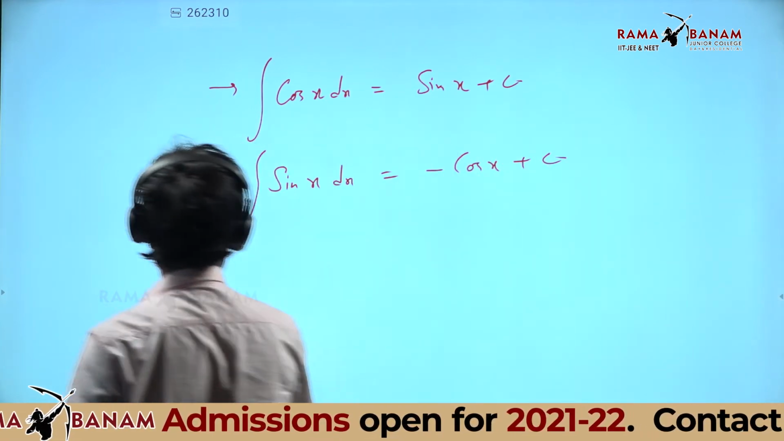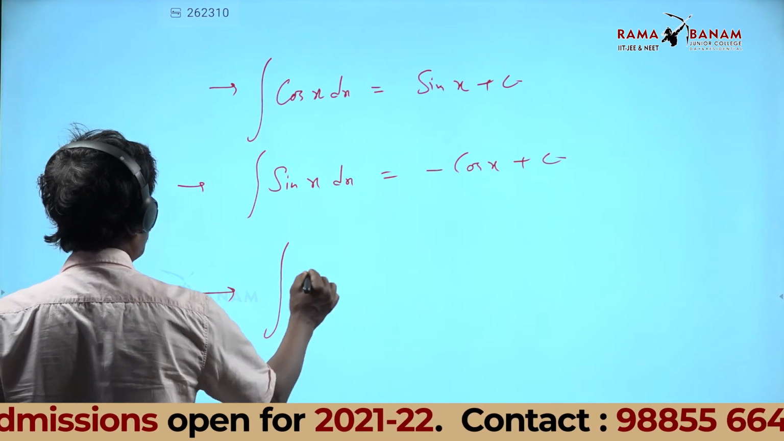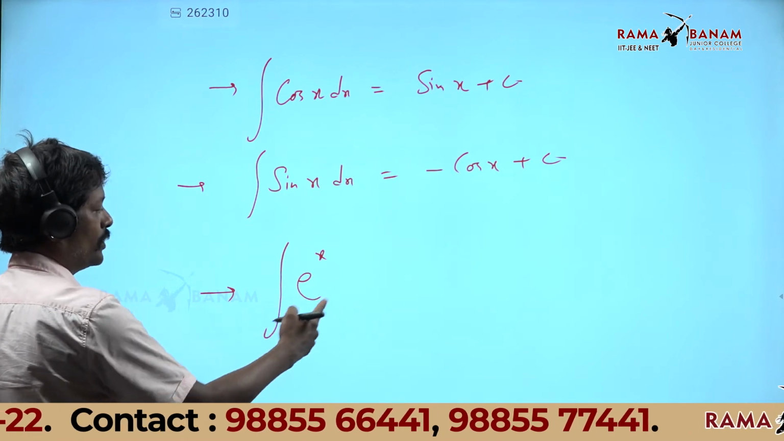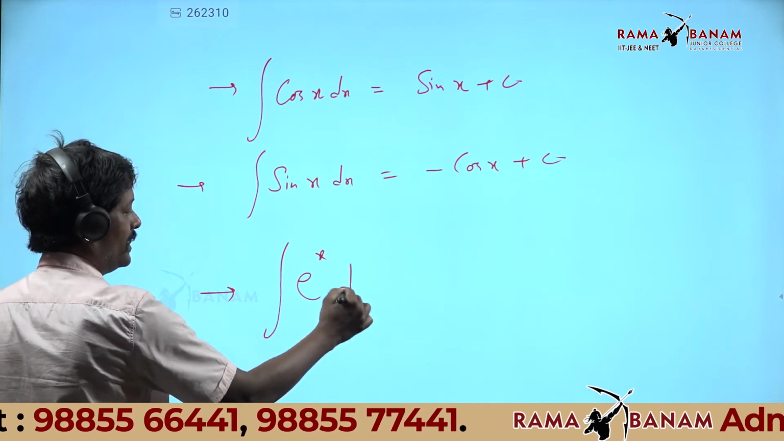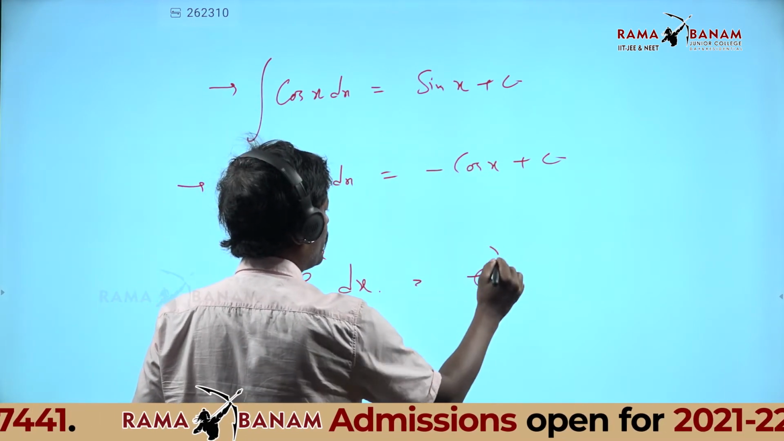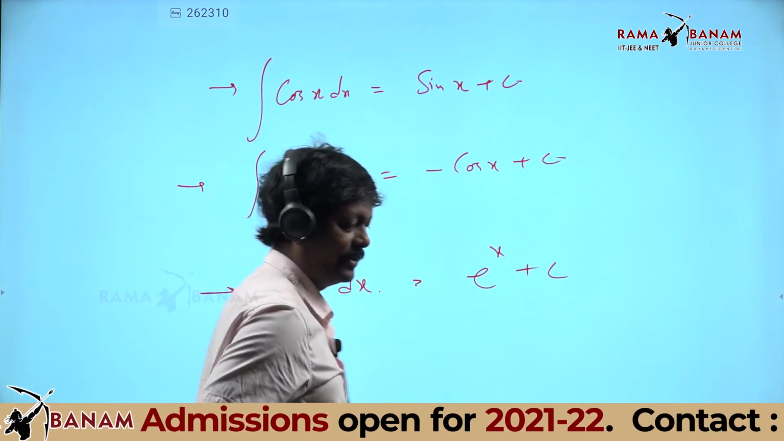Next one, e power x will be the same. Integral e power x, don't leave it like that. What should you do? Write dx. Don't forget that. It will give you e power x plus c. Write down that.